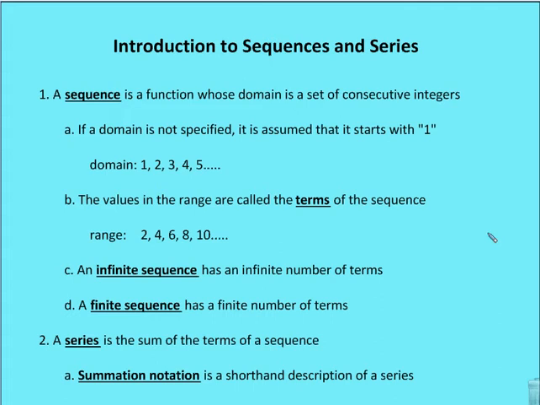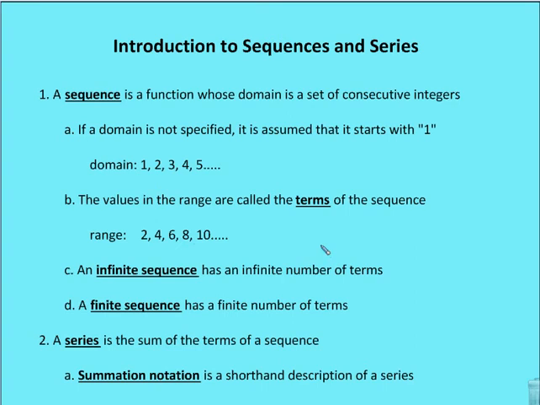A series is the sum of the terms of a sequence. So first we started with a sequence. We said the sequence was going to be 2, 4, 6, 8, and 10. The sequence is just the terms, or the values in the range. A series is the sum of those terms. So in this example, the sum would be 2 plus 4 plus 6 plus 8 plus 10. So that's 6 plus 12 plus 8 is 20 plus 10 is 30. So the series for this particular finite sequence would be 30, and the sequence would just be the terms 2, 4, 6, 8, 10.